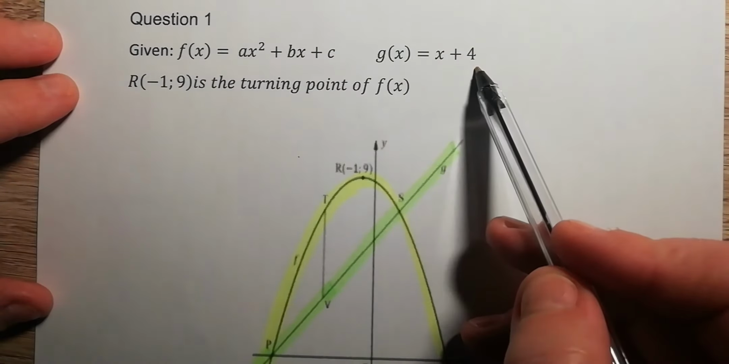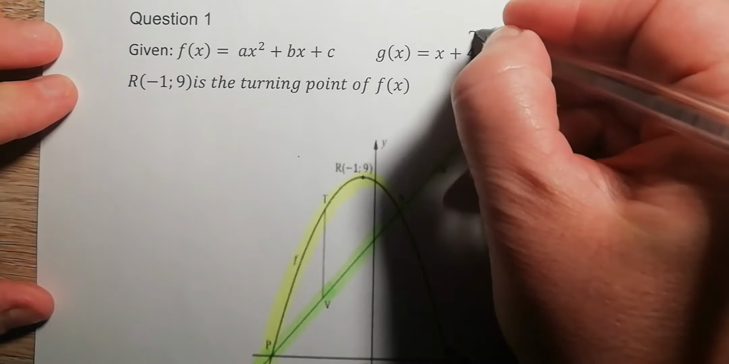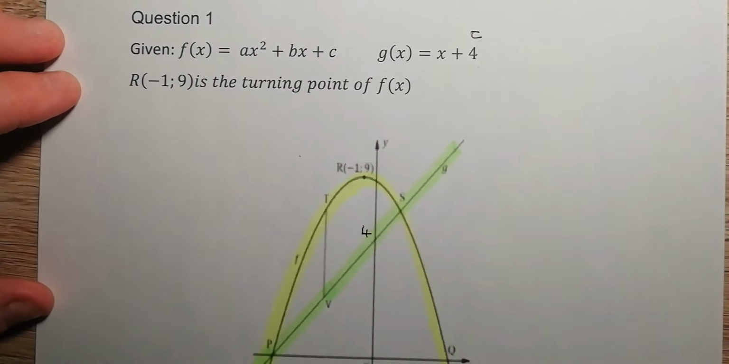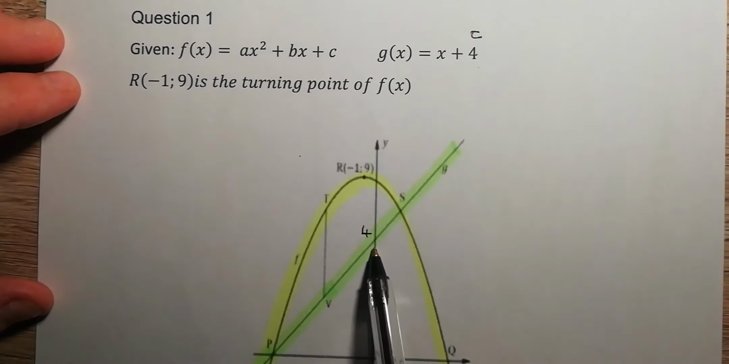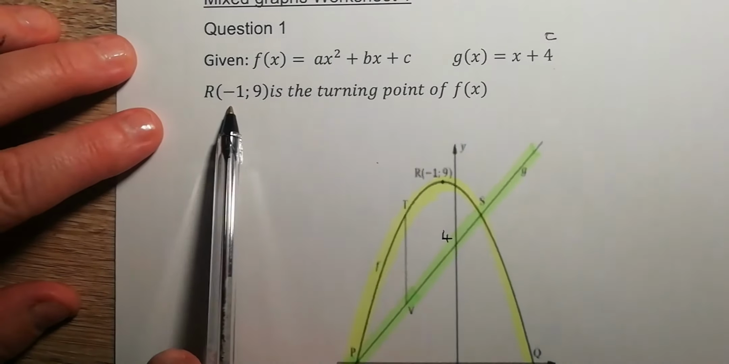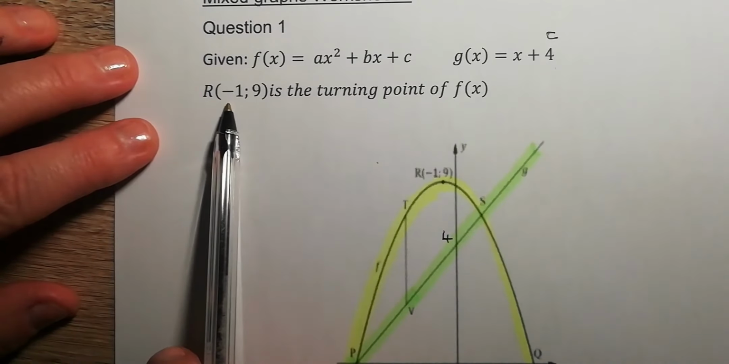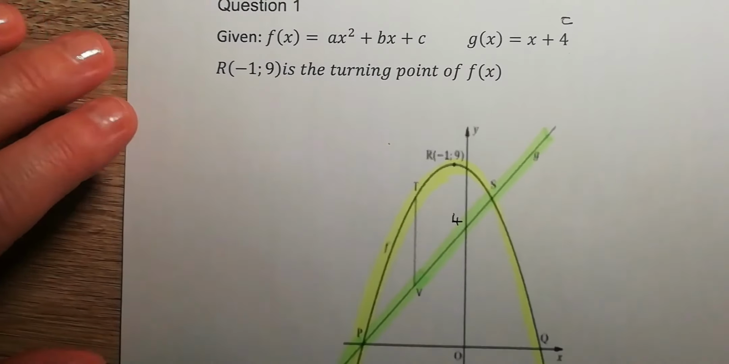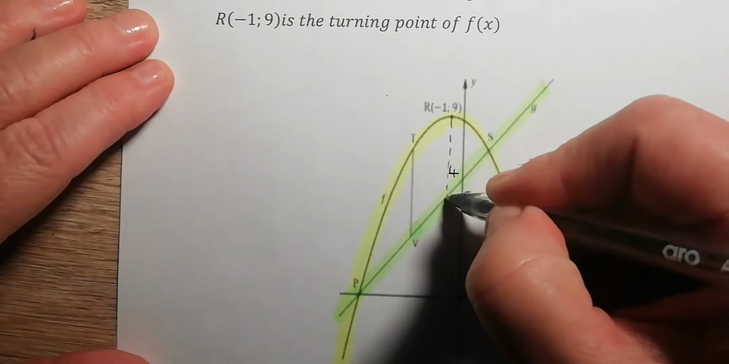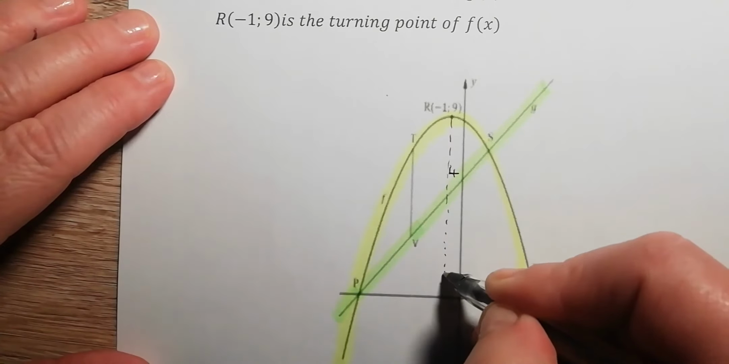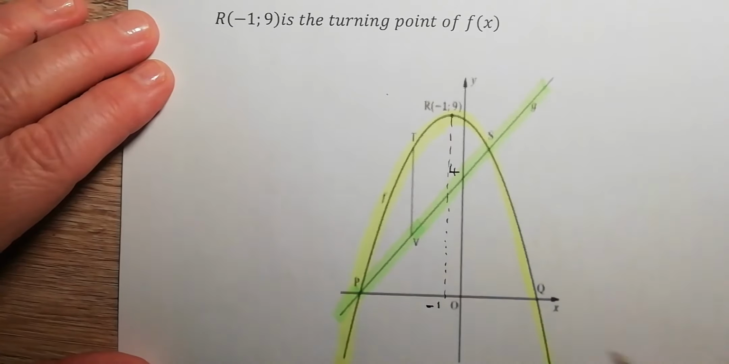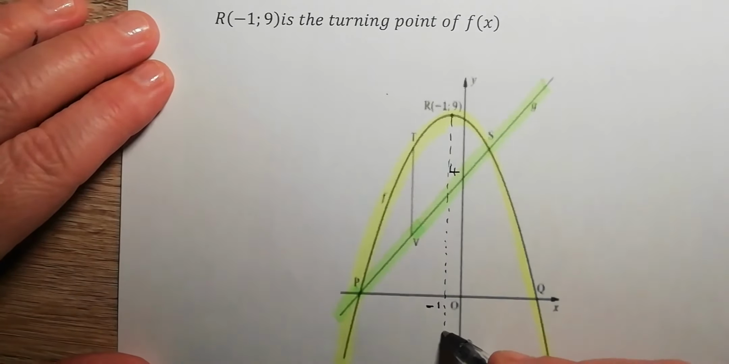If I look at this equation and look at the constant, with a straight line, the constant is almost always my y-intercept, so I know the y-intercept there is going to be 4. They also tell me R is the turning point, and the turning point is -1 and 9. I also know that the x value of my turning point is where my axis of symmetry is, so that would be where x is -1.